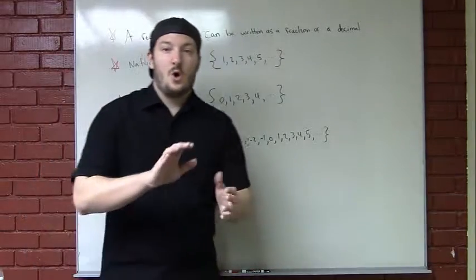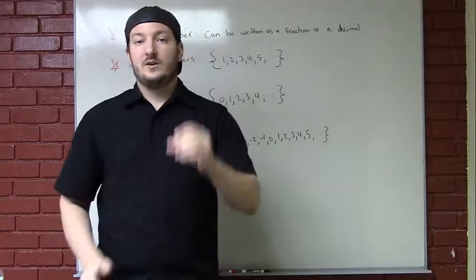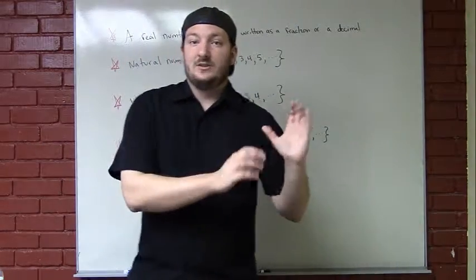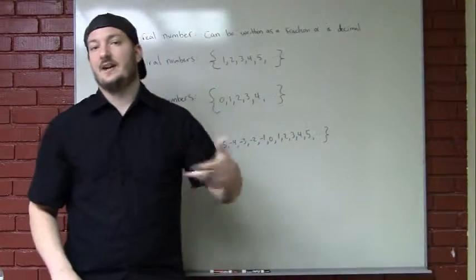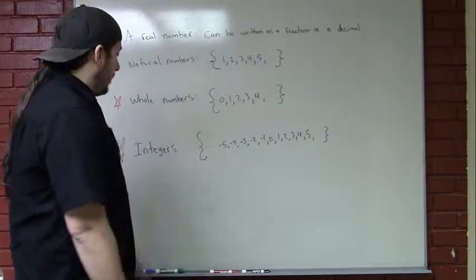Whole numbers. Whole numbers are the same exact thing as natural numbers, but it also includes 0. So instead of going 1, 2, 3, 4, 5, 6, 7, 8, 9, it goes 0, 1, 2, 3, 4, 5, 6, 7, 8, 9, 10 for eternity. So that's a whole number.